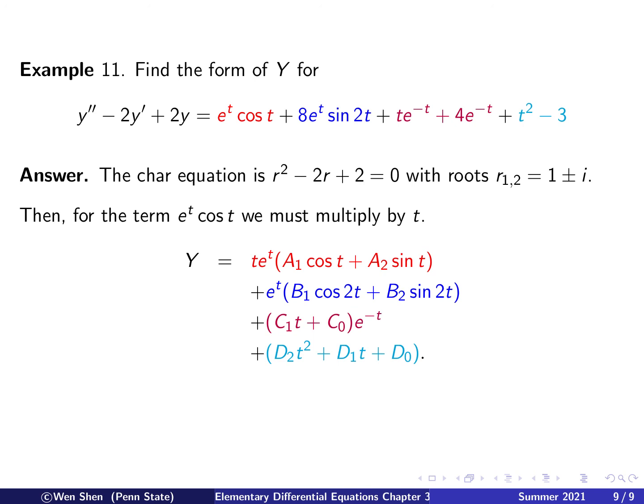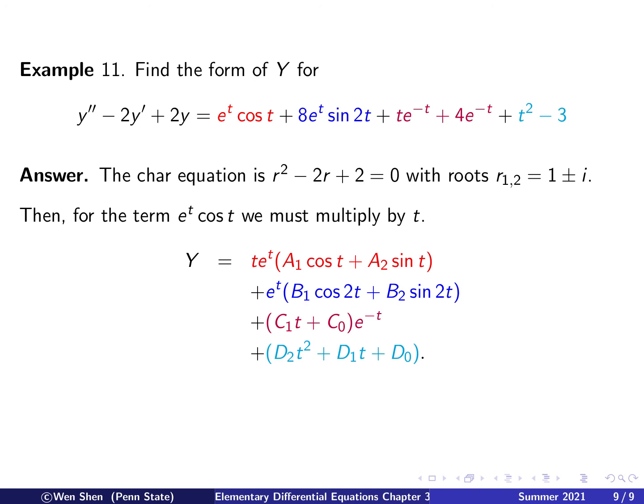Now let's look further. We see that the third and the fourth term can actually be lumped together. We can think of this as t plus 4 times e to the negative t. So a polynomial of degree 1 times an exponential function e to the negative t. And that form we can just fit in. So we'll fit in a polynomial of degree 1, c1 t plus c0, times e to the negative t, where c1 and c0 are the two coefficients to be determined.